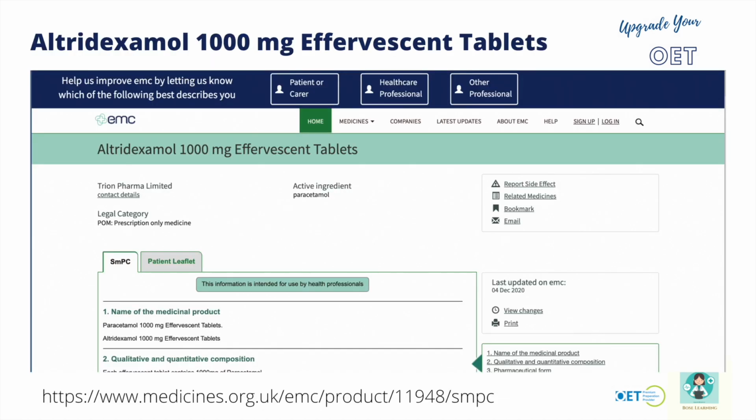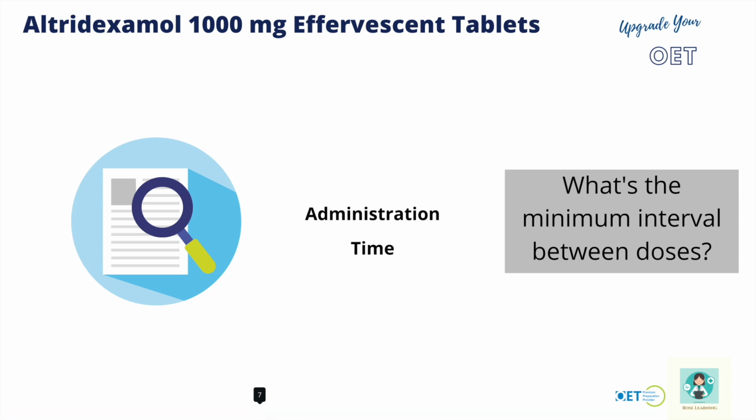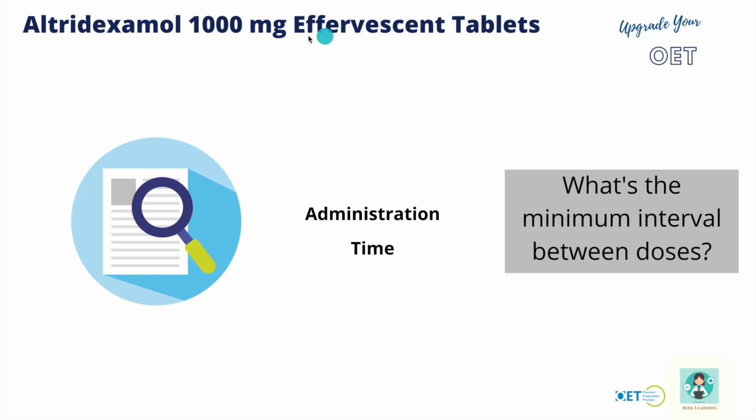We're going to be doing a couple of practice questions today, and I'm going to show you how to scan. And this time we're going to be looking at a text which is all about some effervescent tablets called Altrideximal. Just to remind you, I'm not a healthcare professional, I'm an English teacher, so all my information comes from reputed healthcare websites, and this one is from medicines.org.uk. So the question for you is, what's the minimum interval between doses of these tablets?